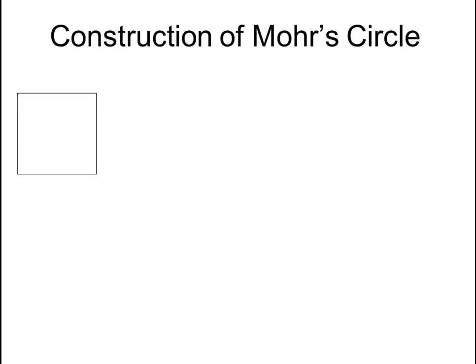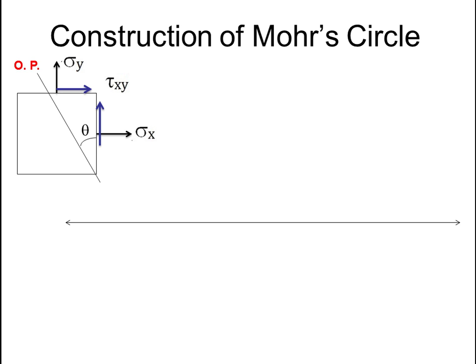First, we have to draw the cosine figure. In this cosine figure, the square is drawn and sigma x, sigma y are represented along the vertical and horizontal planes, and the shear stresses are represented in both horizontal and vertical planes as tau xy. The oblique plane is presented at theta angle from the vertical plane, measured in the anti-clockwise direction. Now after drawing the cosine figure, we have to draw the Mohr circle.